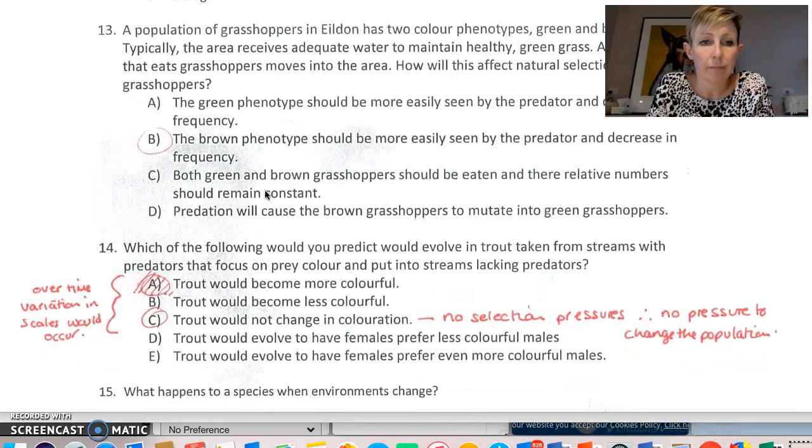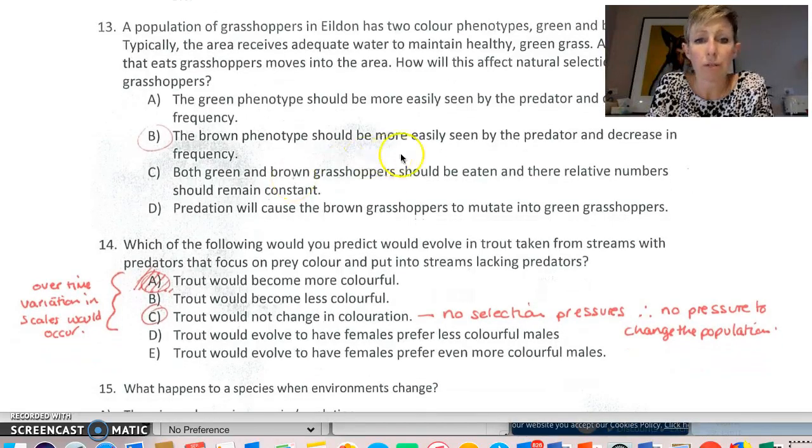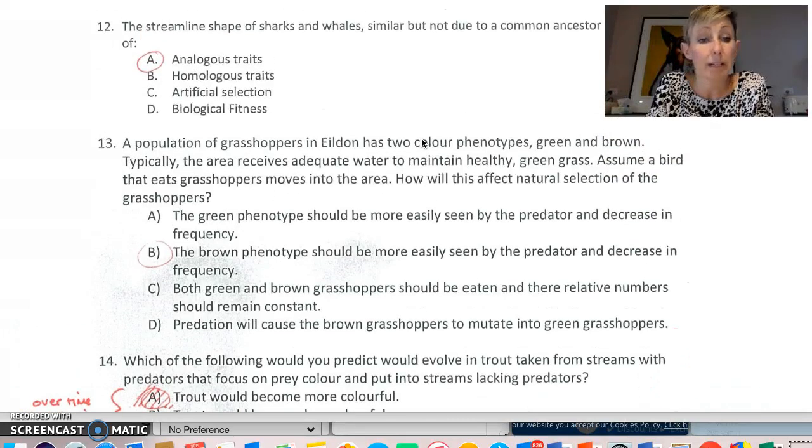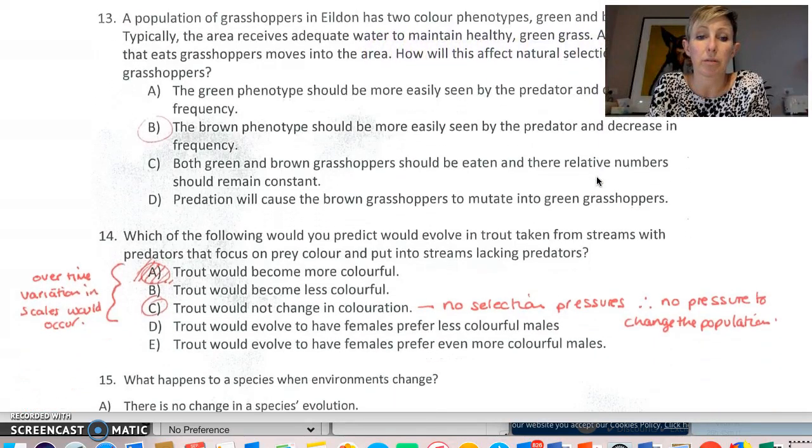Question 13. A population of grasshoppers in Eildon has two colour phenotypes, green and brown. Typically, the area receives adequate water to maintain healthy green grass. Assume a bird that eats grasshoppers moves into the area. How will this affect natural selection of the grasshoppers?